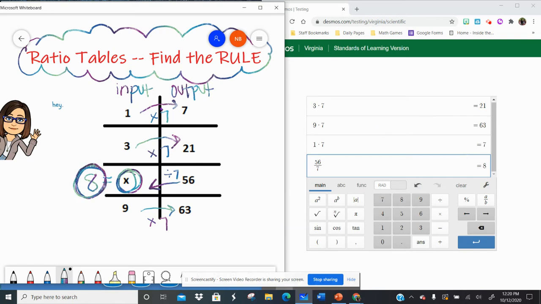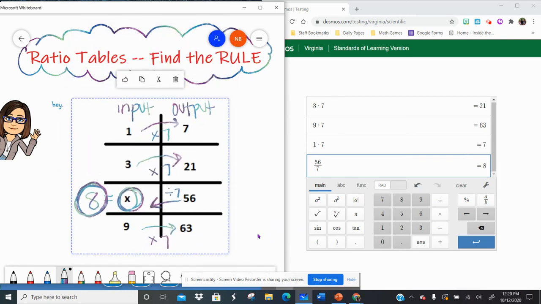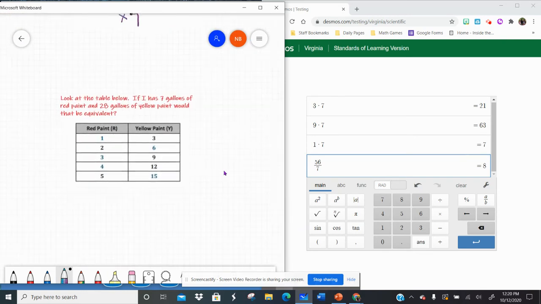So once you find the rule, you can apply the rule to the entire table. And it's just that simple.